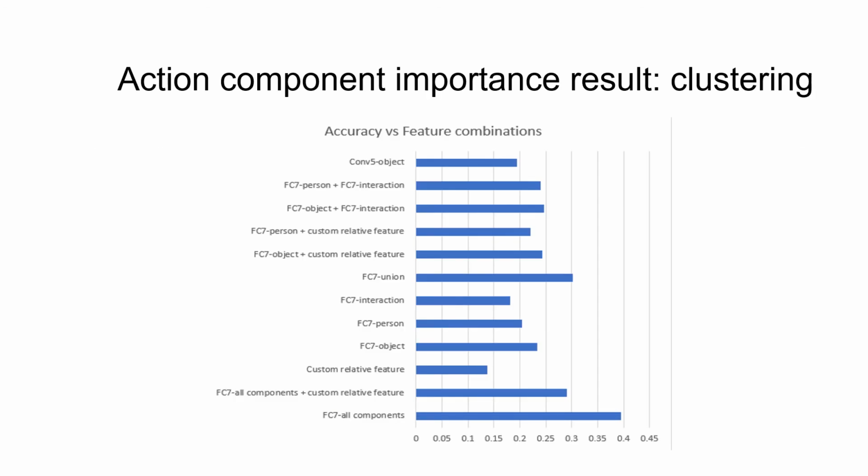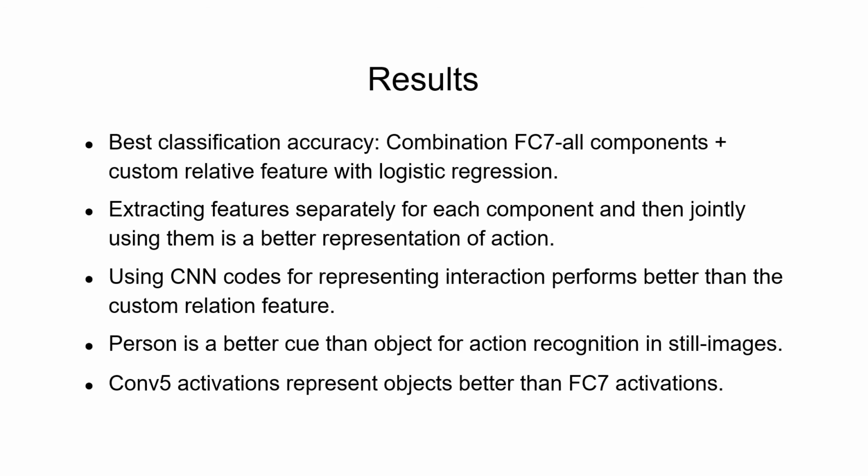This slide shows the feature importance based on clustering. The trends and patterns are similar to classification results. These results bolster our hypothesis that action is made up of individual components, and treating them separately and then combining them makes the model more robust. Here are the key takeaways. Thank you.